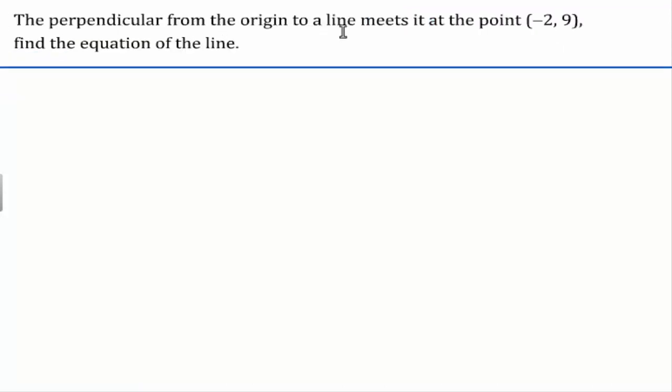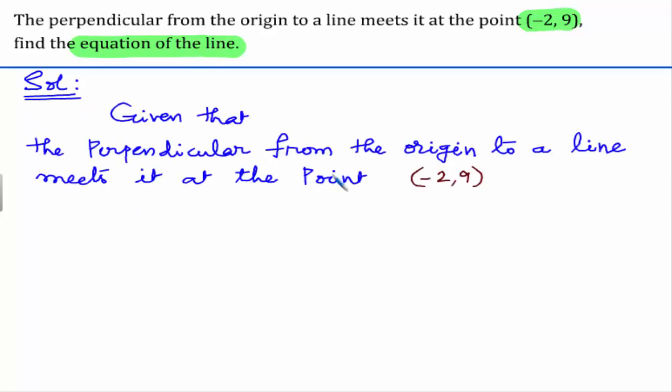The perpendicular from the origin to a line meets it at the point minus 2, 9. Then find the equation of the line. Let us see the solution for this. Given that the perpendicular from the origin to a line meets it at the point minus 2, 9. Let us call this point N, and the origin is 0, 0. Let us name this O.